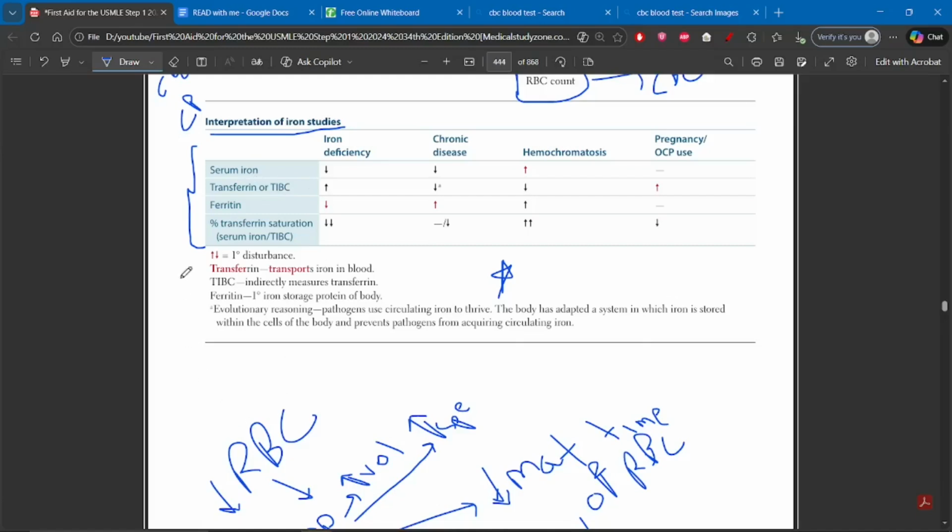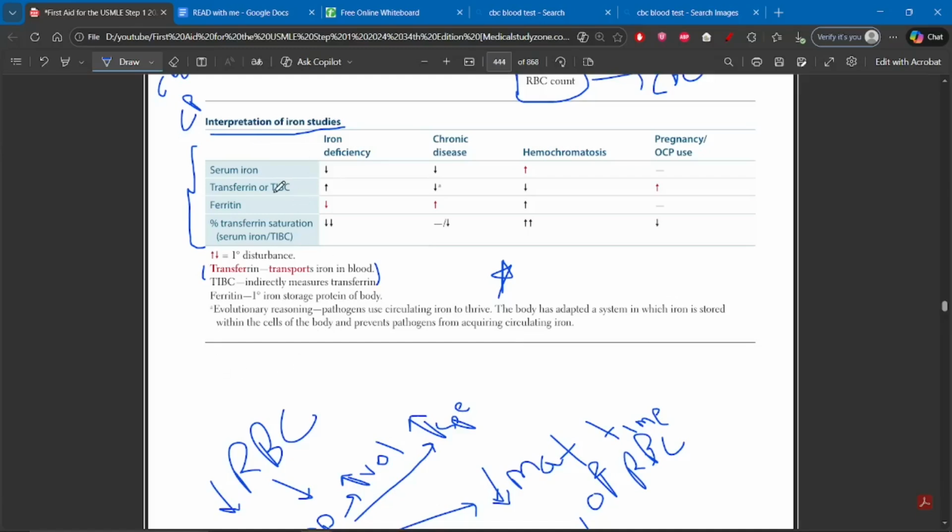Transferrin or TIBC is basically the iron binding capacity. So it's the total iron binding capacity, or transferrin. What transferrin basically does is that it transports iron in the blood, like it's written right over here. So iron is bound to transferrin. Transferrin is a protein. It binds iron and it transports iron in the blood.